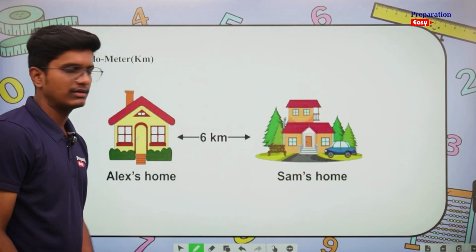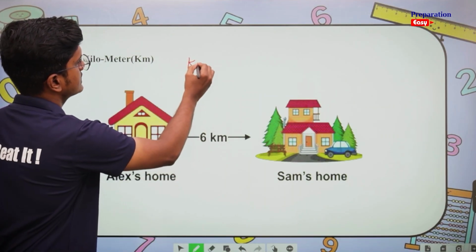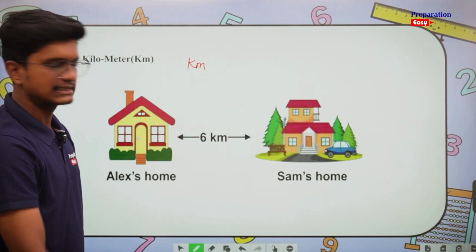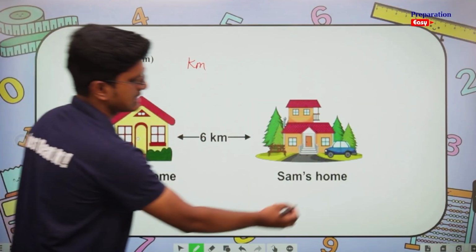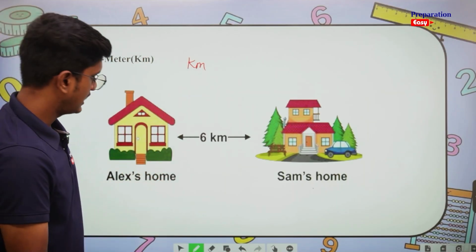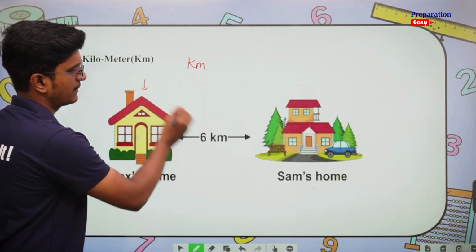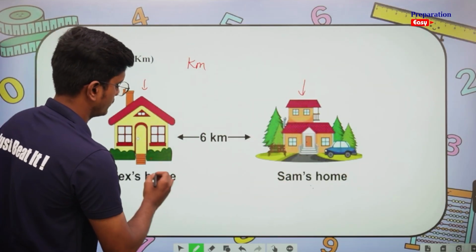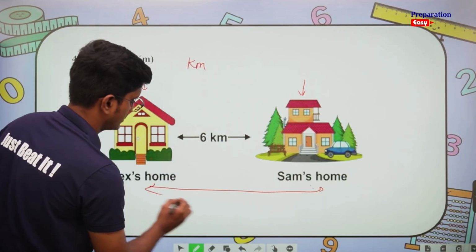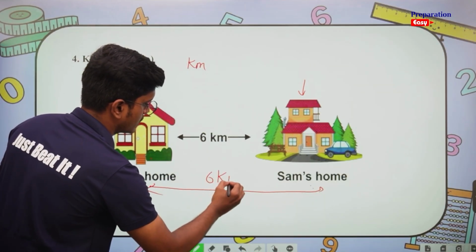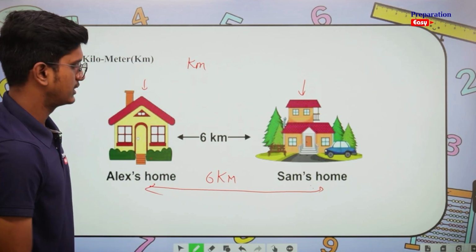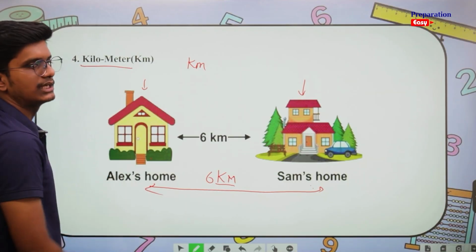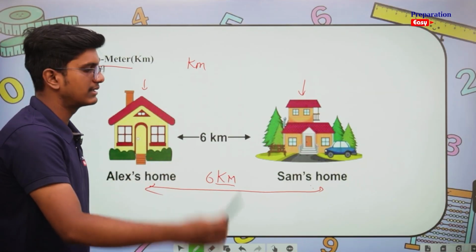Now it's kilometer, which is written as km. If we want to calculate long distances, long lengths, right? Alex and Sam are two friends. Alex is staying here and Sam is staying in this house. So the distance between Alex's home and Sam's home is 6 kilometers. Kilometer is written as km, and here is the spelling of it, kilo and meter. It's higher than the meter.